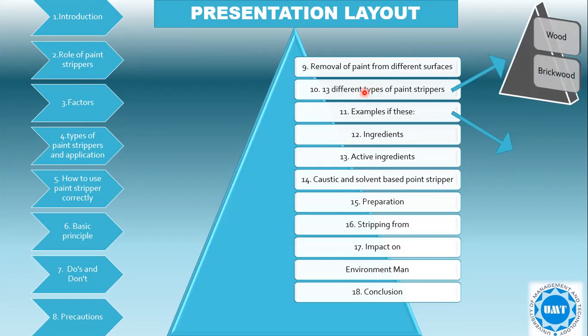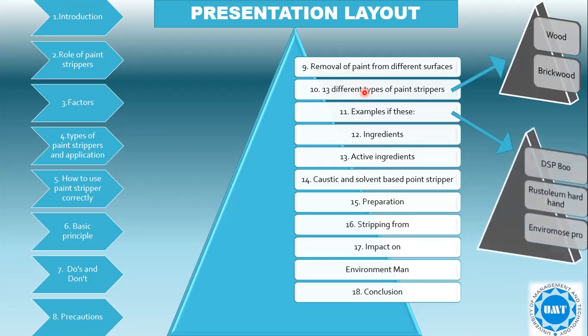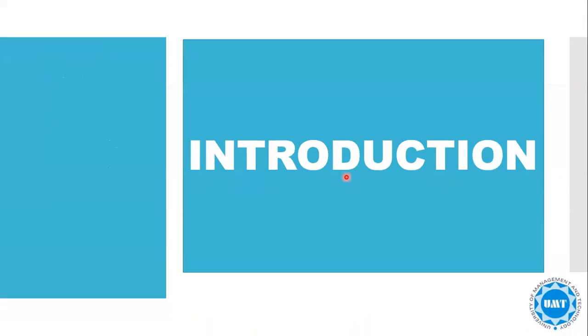There are 13 different types of paint strippers. Examples of these are DSP 800, Rust-Oleum Hardhand, and Environmental Pros. Then we'll talk about ingredients, active ingredients, caustic and solvent-based paint strippers, preparation of these paint strippers, stripping from different surfaces, and impact on the environment and man. And after that, I'll conclude my presentation.